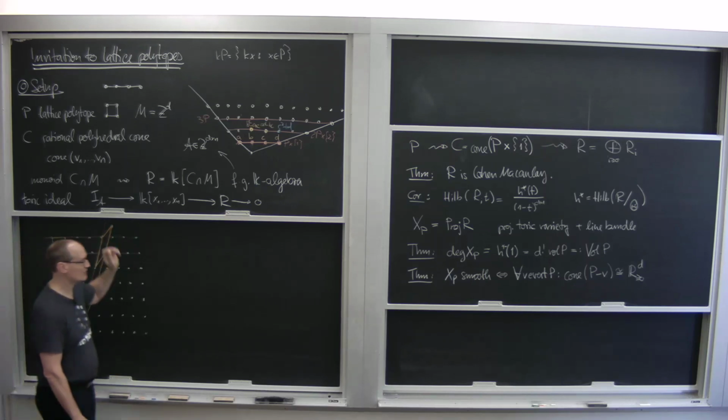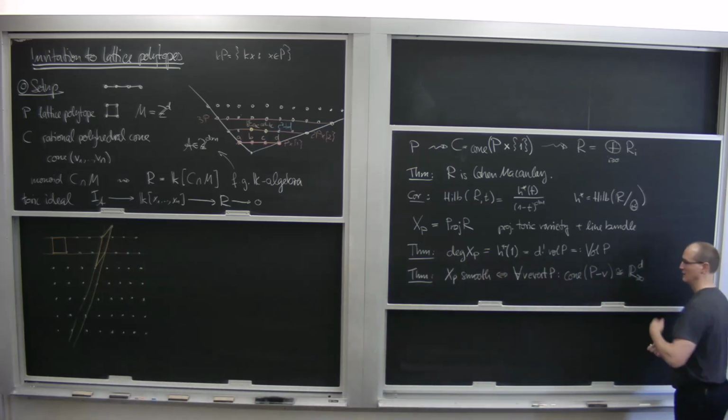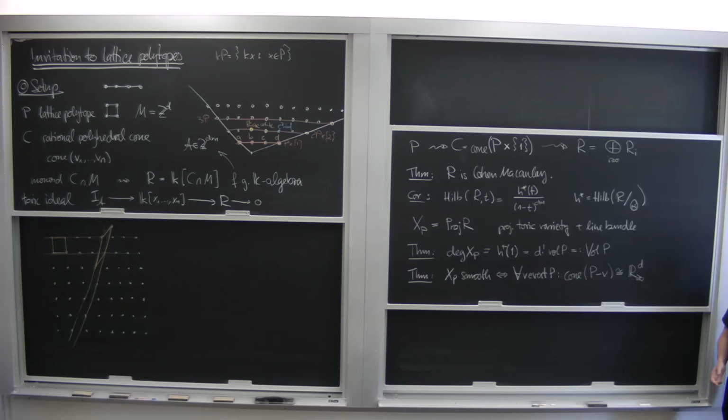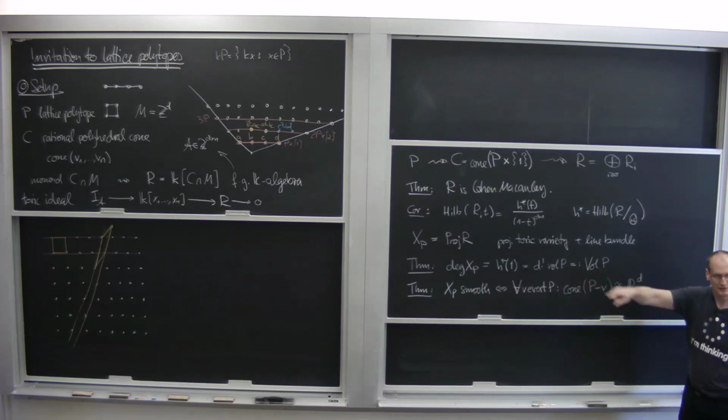Okay. That's something I wanted to say. So up to this isomorphism, that means I have a lattice basis at n vertices. So the little square there is fine.